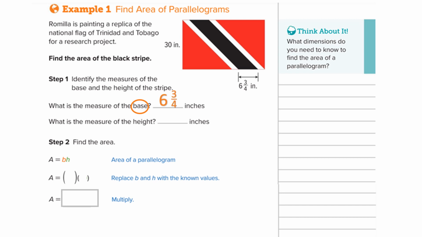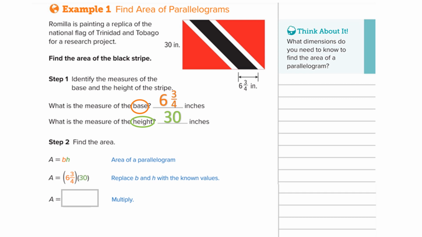And now its height. Well, once again, I need a right angle. And since it is this flag, which is a rectangle shape, then I know in the bottom right-hand corner or the bottom left-hand corner, I could indicate that it's a right angle. The height of the flag has to be the height of this parallelogram. So I need to use the 30 inches for the height of this black area.